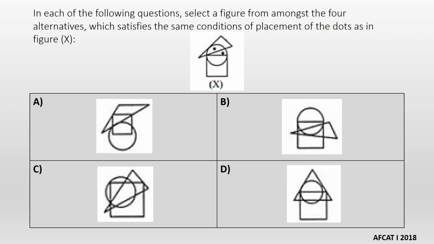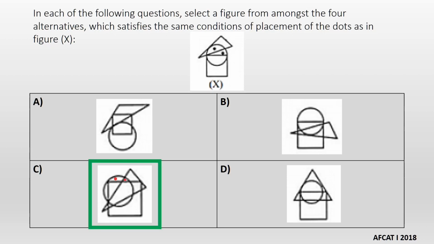The first dot is present inside circle and triangle, and the second one is only present inside circle and nothing else. So if we see the C option, here we can place a dot just in circle and another dot in circle as well as a triangle. So the correct and only possible answer is C.